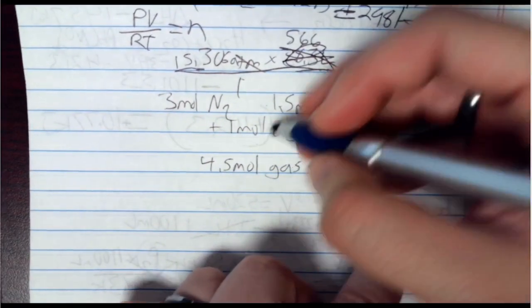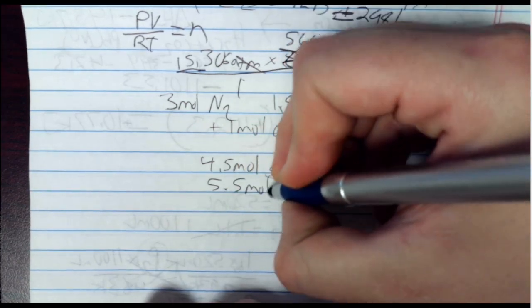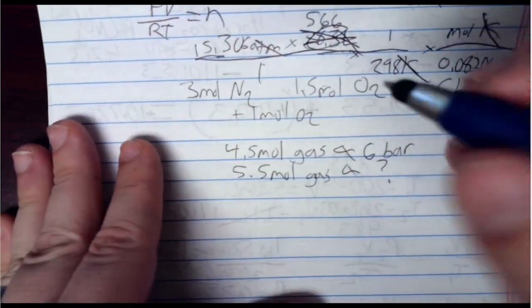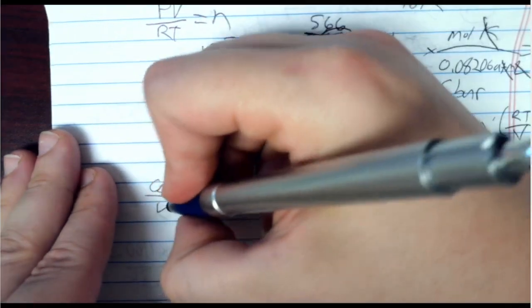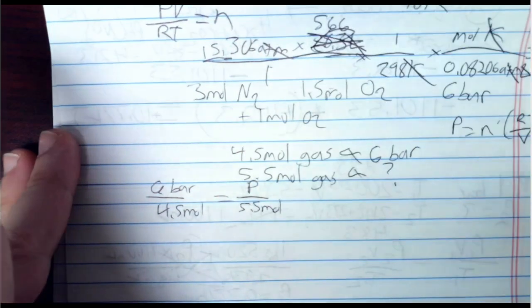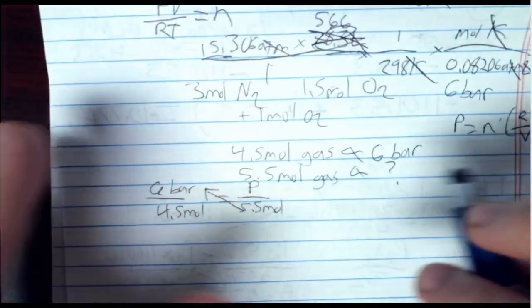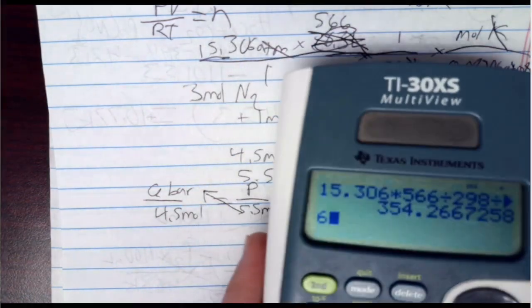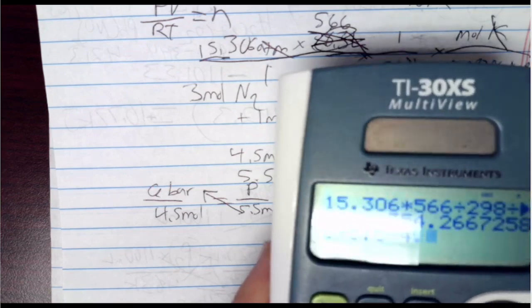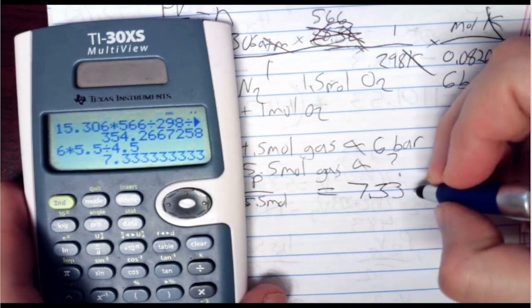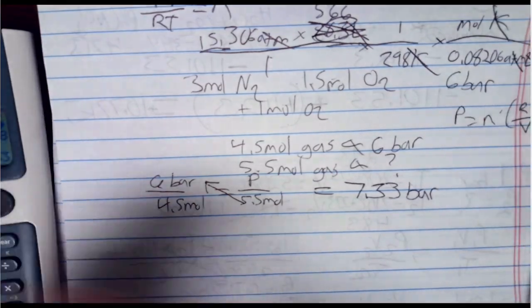Now, if I were to add another mole, it would jump up to 5.5 moles of gas. And so we want to know what is the pressure. Set up this relationship that 6 bars over 4.5 moles is equal to pressure over 5.5 moles. So if I'm moving that up, I will get the pressure. So 6 times 5.5 divided by 4.5 means my pressure must have increased to 7.33 bars. That's my increase in pressure.